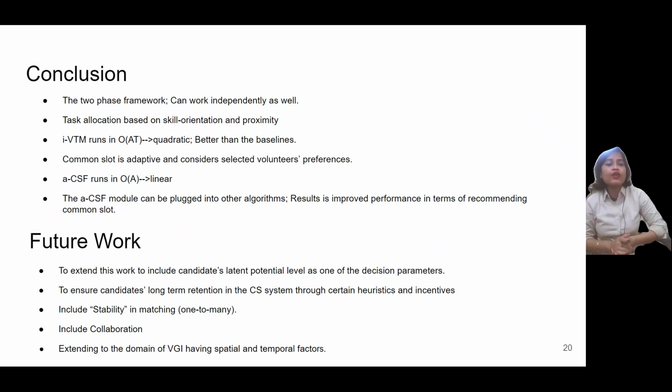For future work, we are planning to extend this work to include candidates' latent potential level as one of the decision parameters to ensure candidates' long-term retention in the crowdsourcing system through certain heuristics and incentives. We are also planning to include the notion of stability in the matching, obviously for one-to-many matching, and we are up to extending this work to the domain of VGI, having both spatial and temporal factors.